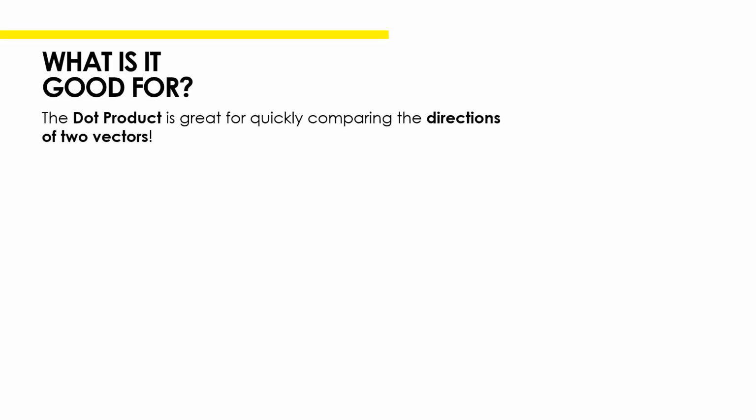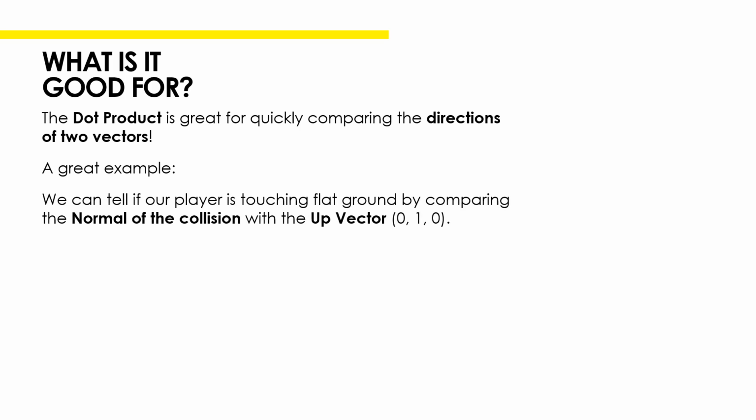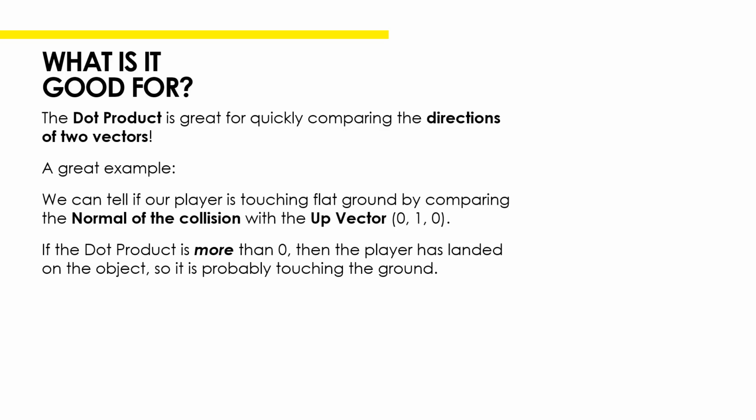You may be wondering why we want to do this. It's really good for quickly comparing the directions of two vectors. So now we can tell if our player is touching the ground. We look at the normal of the collision with the up vector, and if they match, so if the dot product is more than 0, then we know that the player has landed on an object. And that means the player is probably touching the ground. In reality, if you want some complex collision detection, or if you have a lot of slopes, or if the player can change gravity, this won't work as is, but the same basic concept applies.